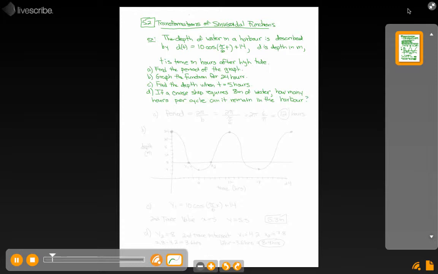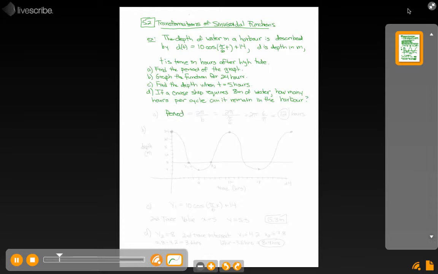We're asked to do a few things from this, all of them pretty much relating to the graph, but we need to find the period of the function, graph the function for 24 hours, find the depth at a certain time, and then we'll worry about question D as we get down there to the end. Finding the period of the graph should be relatively straightforward.